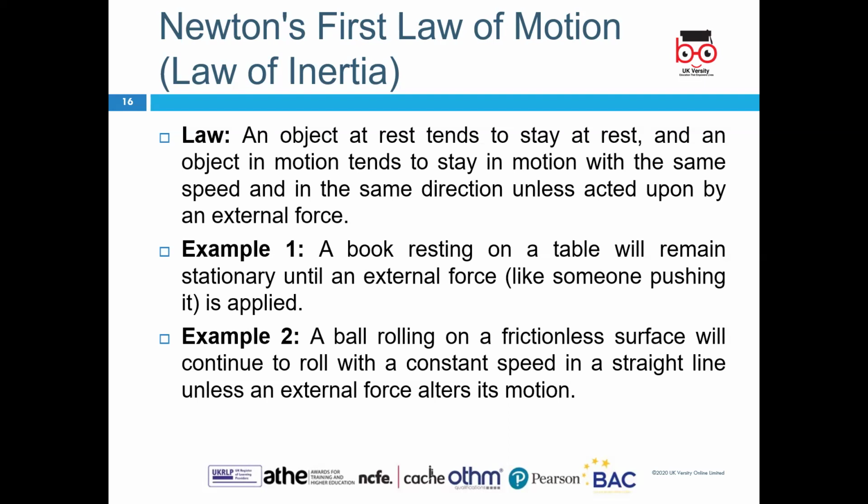So a ball rolling on a frictionless surface will continue to roll with a constant speed in a straight line unless an external force alters its motion. So if an external force increases its speed, the rolling speed will increase. If the external force acts in the opposite direction, it will decrease. It may fall down, or it will go in the reverse direction. But in both cases, an external force is applied. So Newton's law of inertia, or the first law of motion, is obeyed in both the examples.